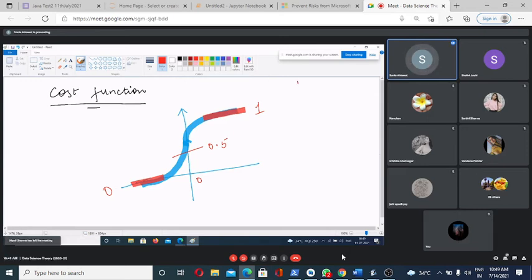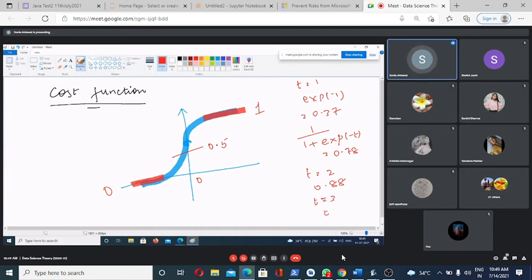तुमने देखा था जब t इक्वल टू तुमने 1 रखा तो e^(-1) was coming out to be 0.37, and when you substitute it in the expression 1 upon 1 plus exponential minus t, you were getting something like 0.78, and when you substituted it with 2, you were getting a value of 0.88. अगर तुम 3 लेके जाओगे या t equal to 5 लेके चले जाओगे, so it will be almost equal to 1. Can I say that?